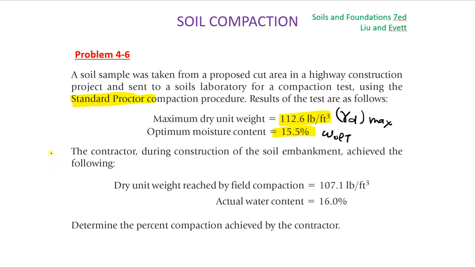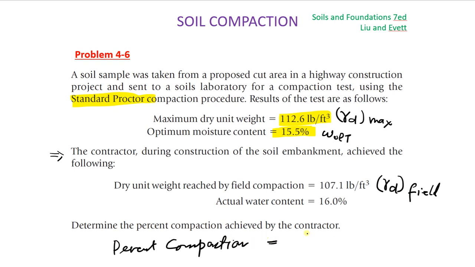Now the contractor during the construction of the soil embankment achieved the following. So this is gamma d of the field. The question is, what is the percentage compaction? Now it's just a one line problem. Percent compaction is gamma d of the field, or the dry unit weight of the field, over the dry unit weight of the lab maximum, and we express it as a percentage.